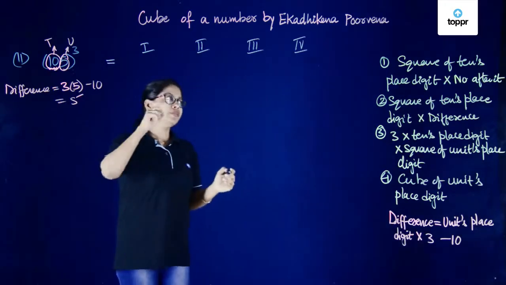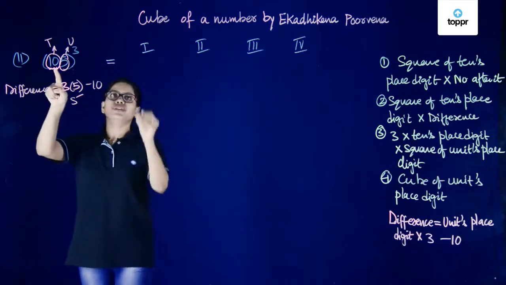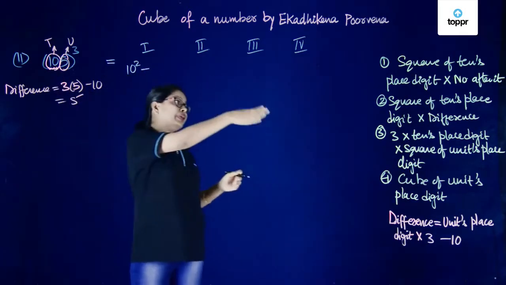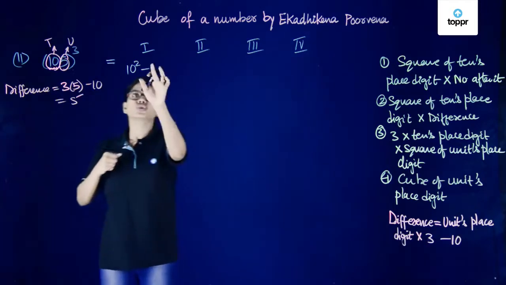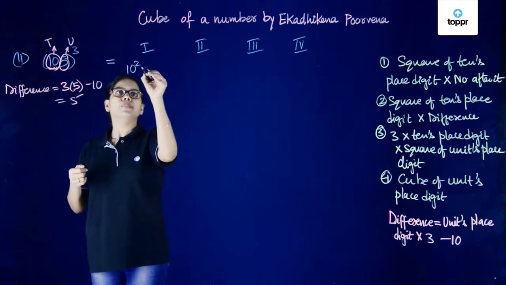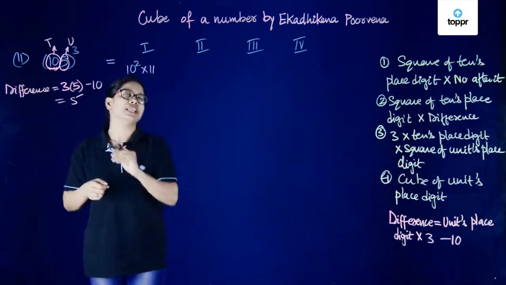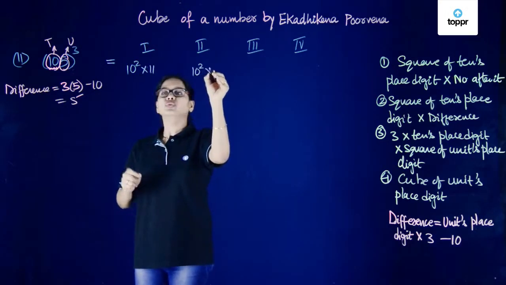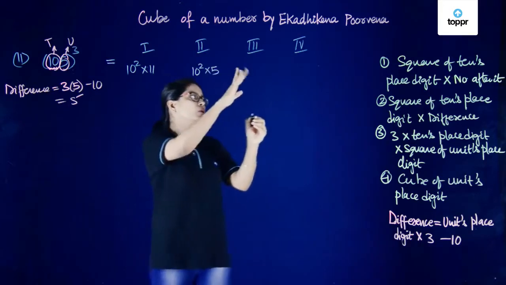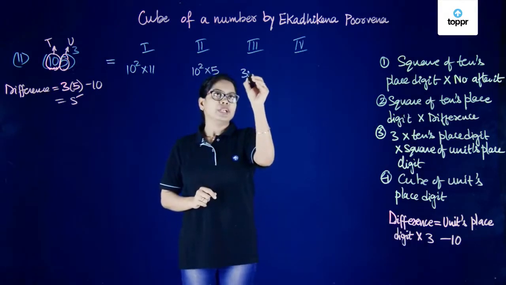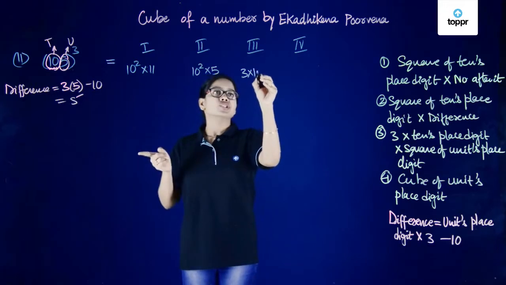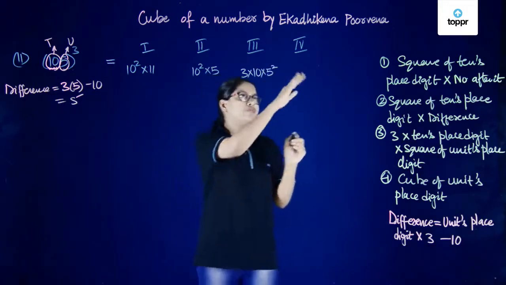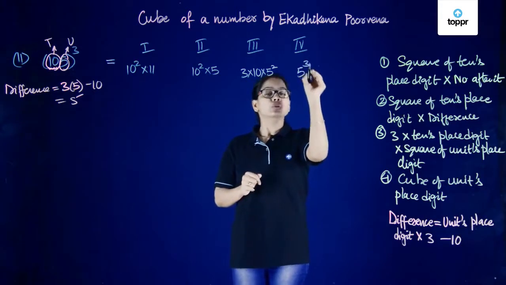In the first column, we do the square of the 10, 10 square, multiplied by the number after it, which is 11. And in the second column, 10 square into the difference 5. Third column, 3 multiplied by the tens digit into the square of the units digit. And in the final column, the cube of the units digit.